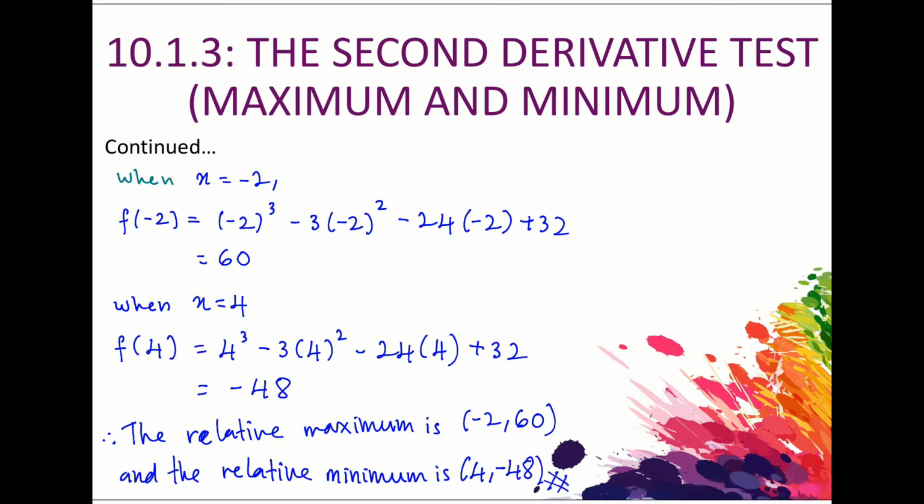So if we were to sketch the graph, this is how it's going to look like. So the relative maximum is here, which has the coordinates of negative 2, 60, and the relative minimum is here, which has the coordinates of 4, negative 48. So that's all for example 3, question number 1.